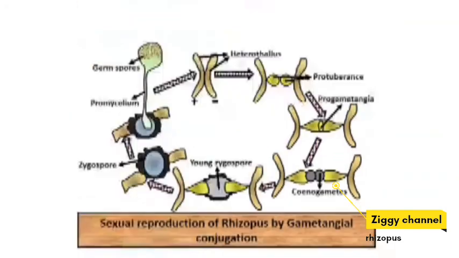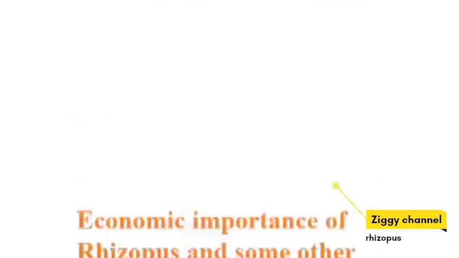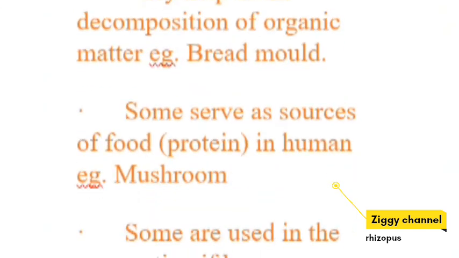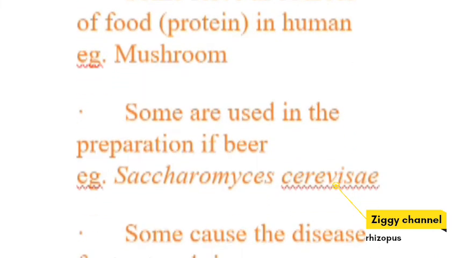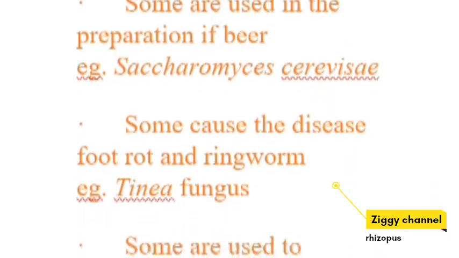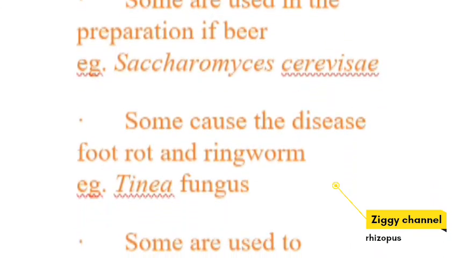Economic importance of Rhizopus and some other fungi. They help in the decomposition of organic matter, for example bread mold. Some serve as sources of food, protein, in humans, for example mushrooms. Some are used in the preparation of beer, for example Saccharomyces cerevisiae. Some cause diseases such as foot rot and ringworm, for example tinea fungus. Some are used to produce antibiotics. Penicillin is produced from Penicillium notatum.